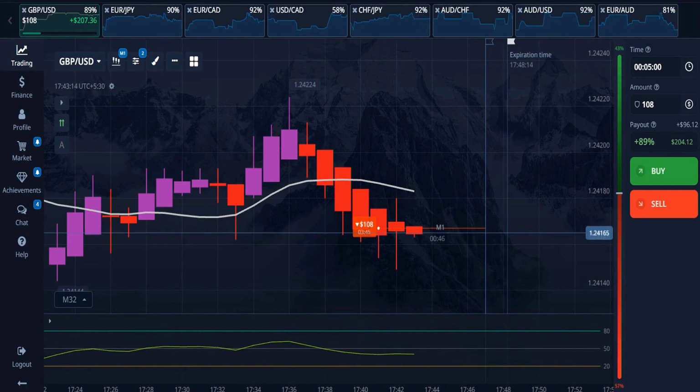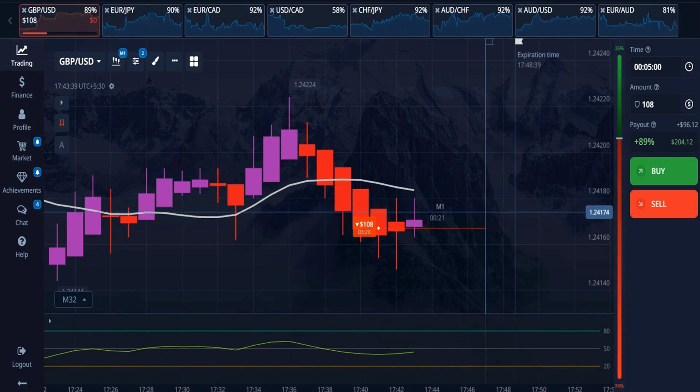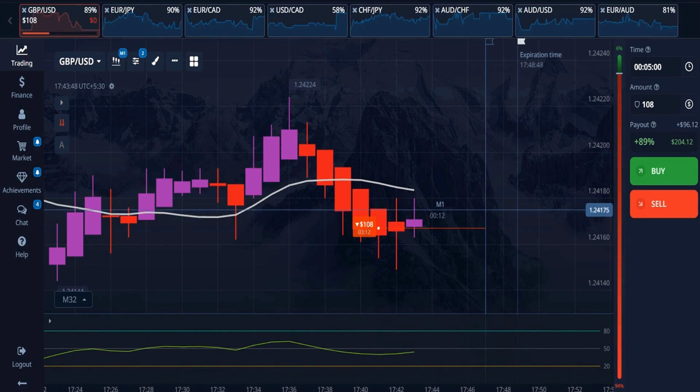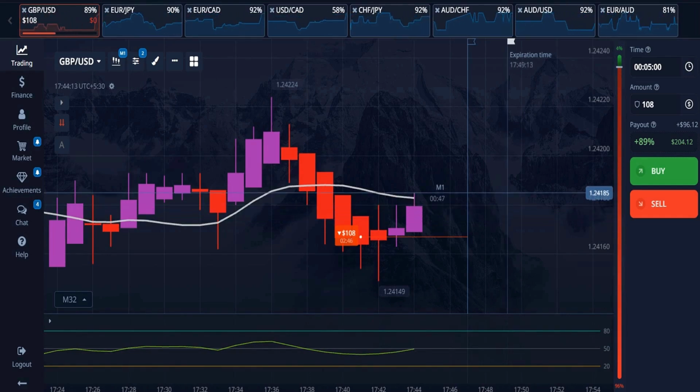Trading is a journey, and every step forward counts. The key to success is practice and patience. Before moving to real trading, test this strategy on a demo account until you feel fully confident. The more you practice, the better you'll get at spotting high-probability setups.